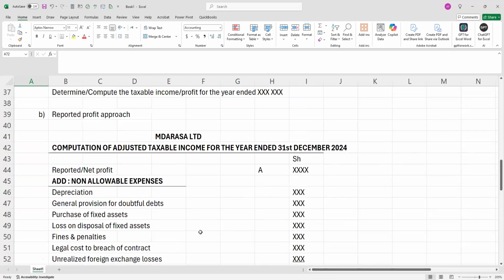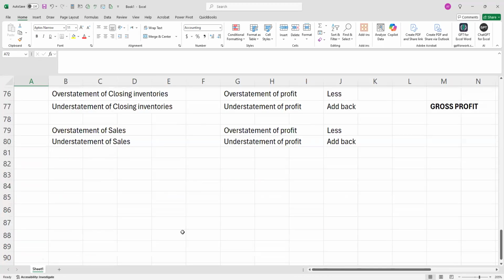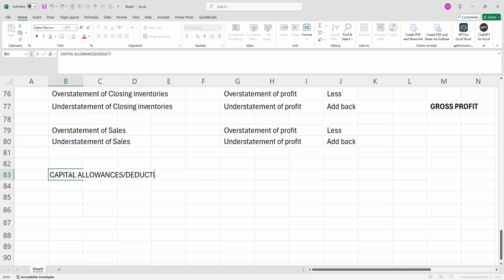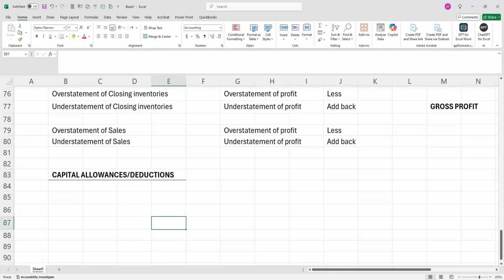Great. Now we can proceed to capital allowances.